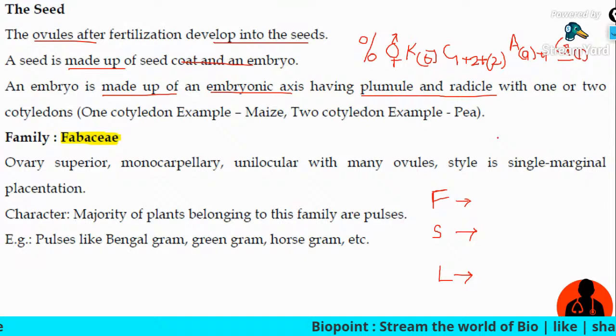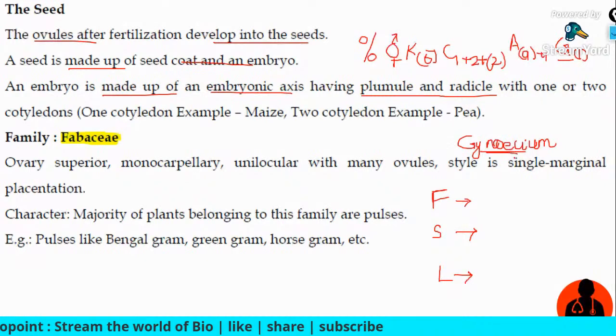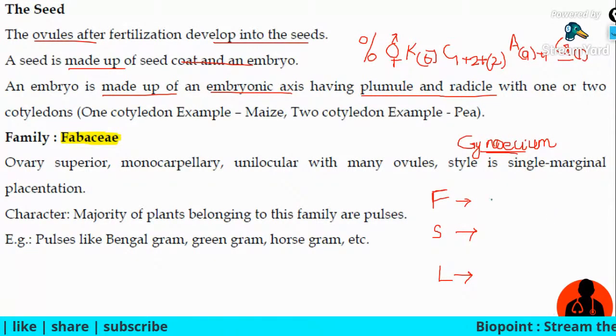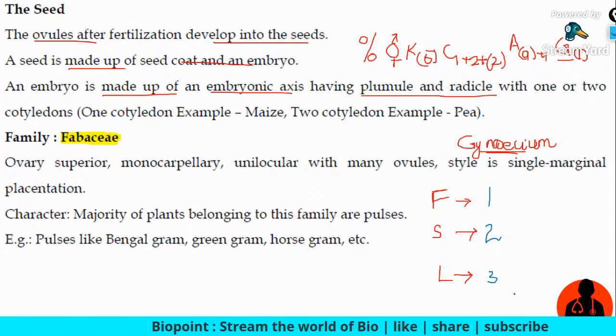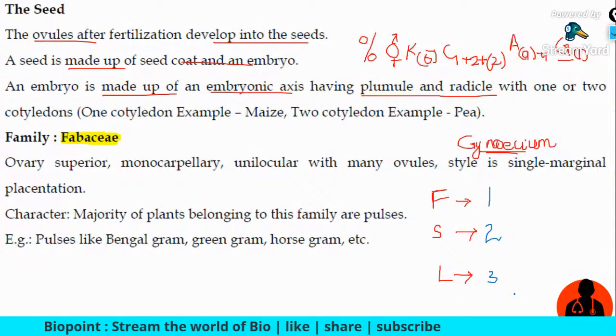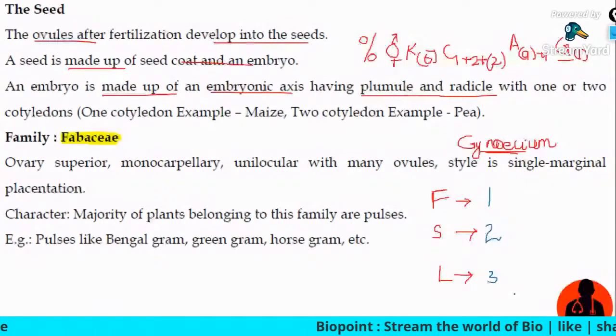Guys, in case I'm talking only about gynoecium, just remember this trick. Fabaceae gynoecium number is 1. For Solanaceae, it is 2. For Liliaceae, it is 3. I hope this is new information for at least one of you. Fabaceae gynoecium number is 1. Solanaceae gynoecium number is 2. Liliaceae gynoecium number is 3. I don't know how many of you have known this before.